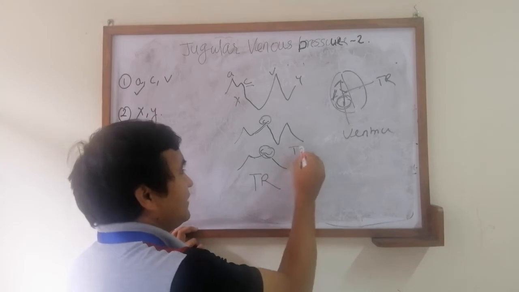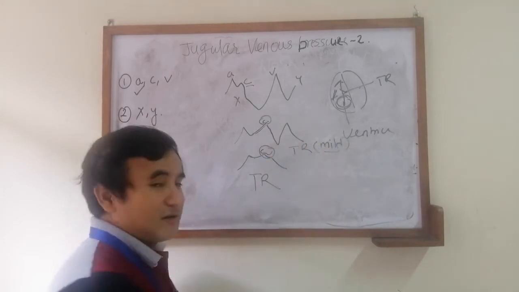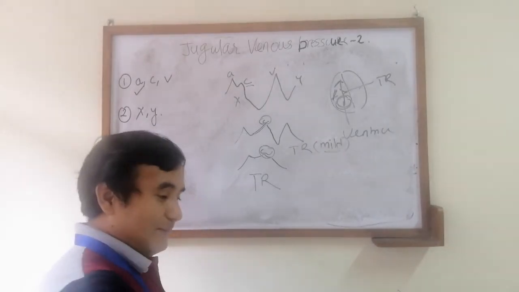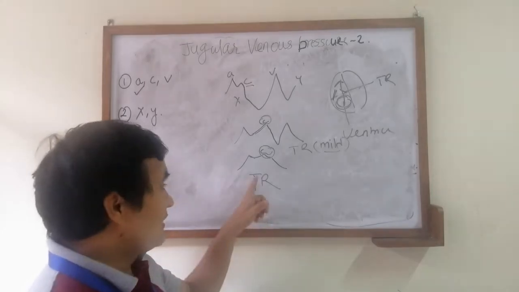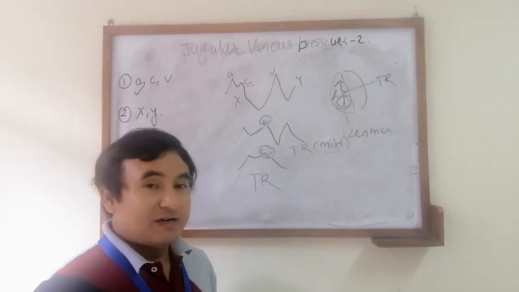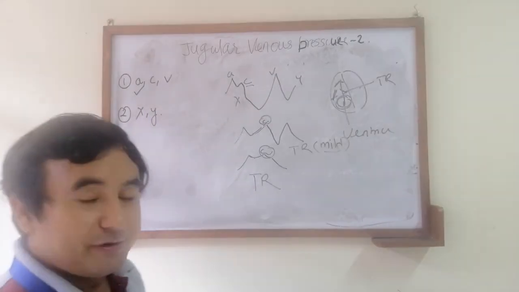In case of mild TR, you can see the prominent C wave. There is increase in amplitude and there is increase in the time of the C wave. But in case of severe TR, even C and V wave will merge. Those are the abnormalities of the C wave that you will see in a patient.